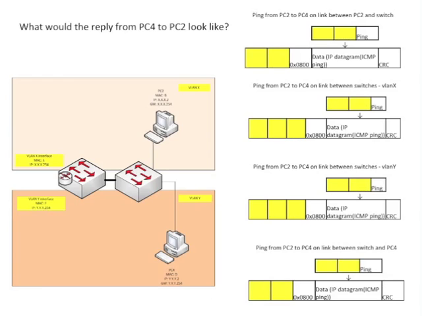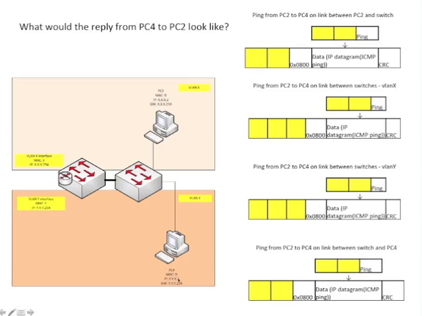So let's take a moment to think about what the reply from PC4 to PC2 would look like. Well, we're going to go from PC4 to PC2. Actually, let's talk about the IP first. The IP header is going to stay the same all the way. This will be from y.y.y.2 to x.x.x.1. So that'll be that. Let's look at our Ethernet frame.